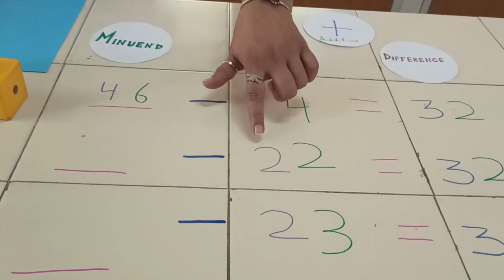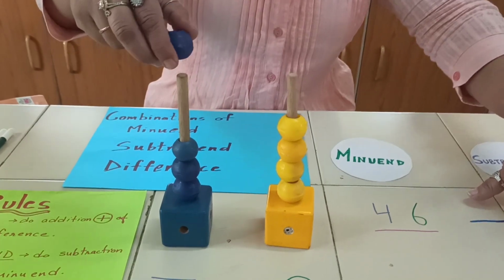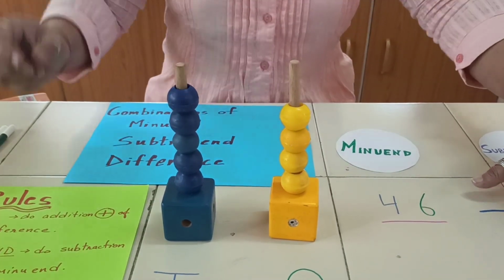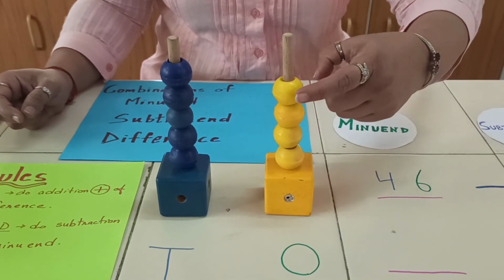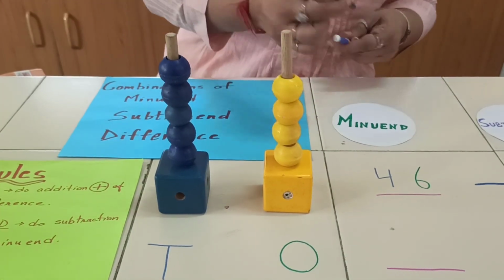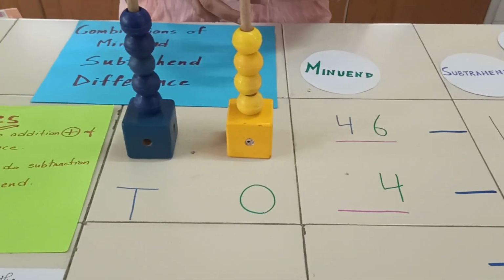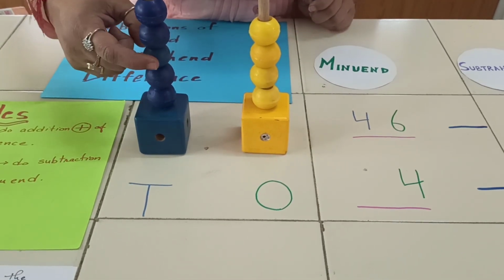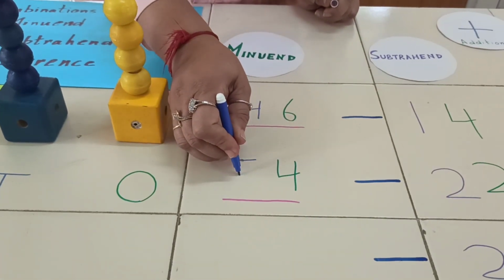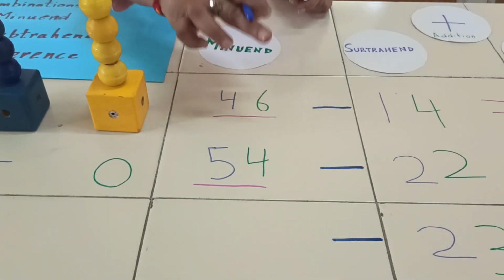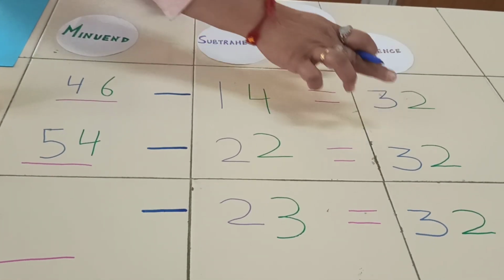Now I need to move to tens. Here I have to add 2 more in 3. Now I am going to count the total starting from ones. 1, 2, 3, 4. So in ones place I got 4. And in tens place we are going to count 1, 2, 3, 4 and 5. So my minuend here is 54. Minus 22 is equals to 32.